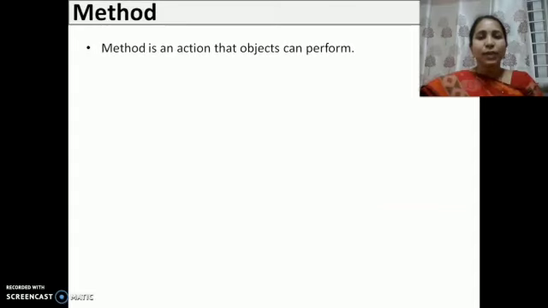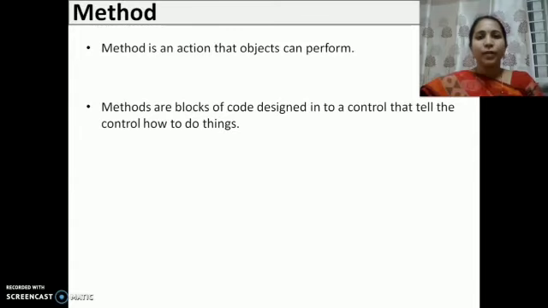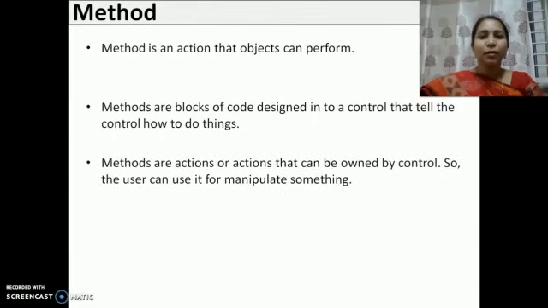Object means either a control from the toolbox or a form. In this session, we are discussing form methods, so the object here is a form. Methods are blocks of code designed into the control that tell the control how to do things. Or methods are actions that can be owned by a control so the user can use it to manipulate something.